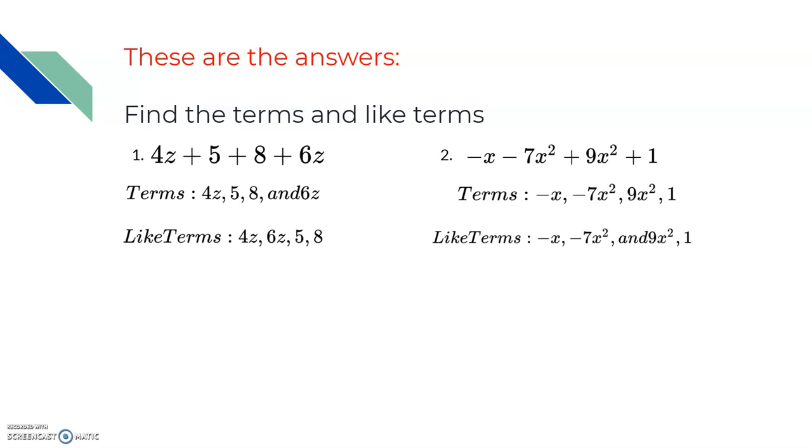So for number 2, we have minus x minus 7x squared plus 9x squared plus 1. Our terms are minus x minus 7x squared, 9x squared, and 1. Our like terms are minus x minus 7x squared and 9x squared for our first group. And 1 doesn't have another single mathematical expression to be part with, so it's just there alone.